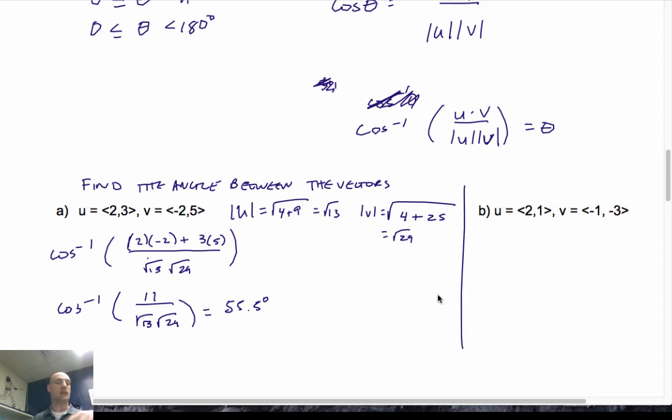So you need to find a couple of things. You need to find the dot product on top. This is new, right? Magnitude is old, and then inverse cosine is old. So that's how you find the angle between the two vectors.